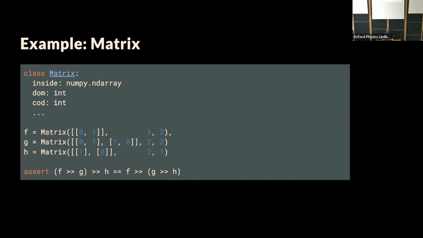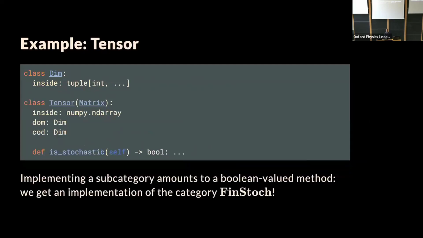The tensor product is going to be given by direct sum, so just by summing the integers. It's going to call the add method of int. But you could define a category of tensors, which is a subclass of matrix, but now the domains and codomains are not given by just an int, but by a tuple of ints, which are all the dimensions of the tensor. So some are going to be inputs, some are going to be outputs.